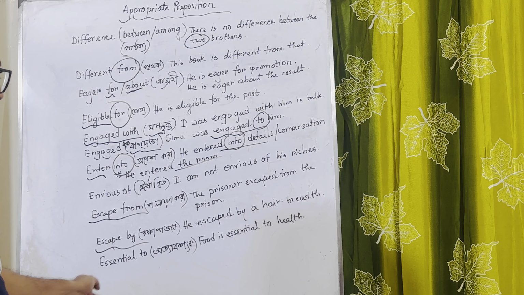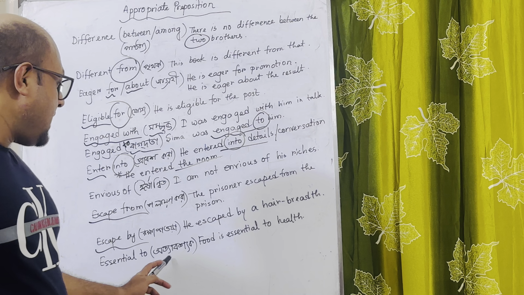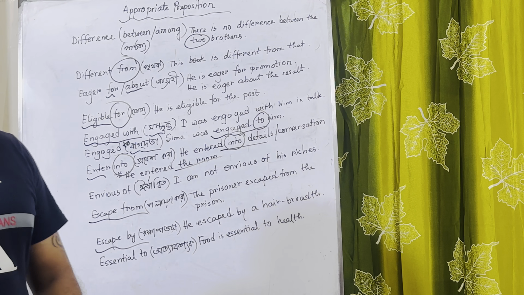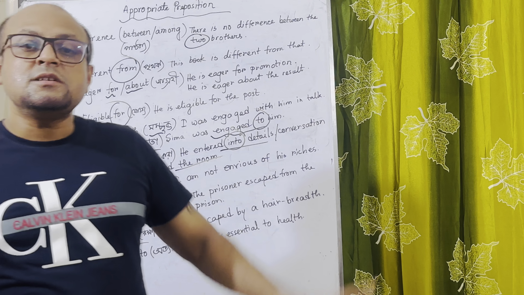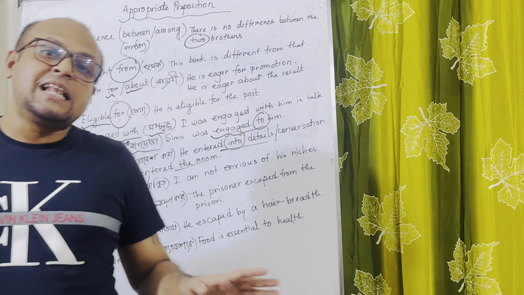And the last one is essential to. Remember to use essential with the preposition to, and it is indicating অত্যাবশ্যক, like food is essential to health. So these prepositions are so much important and very commonly used in English language. That is the reason I have selected this for you.